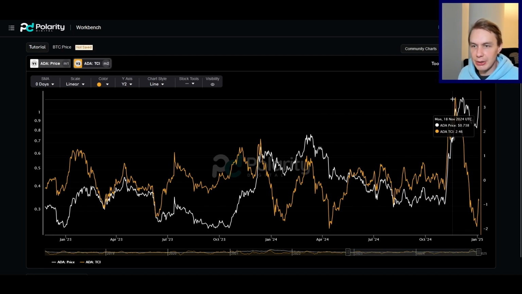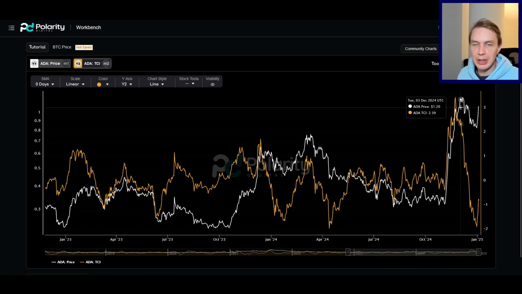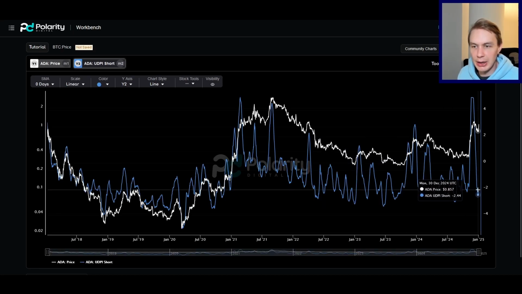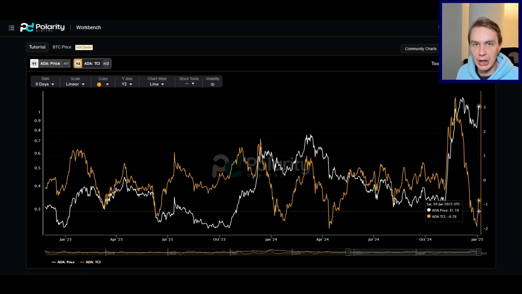But if we see it do something like this again, where it starts moving down aggressively even while price is still moving up, that's a bearish divergence. That's bad. That might mean a correction is coming, similar to what we saw, for example, over here. So I'll be looking at these things in concert with each other. I'll be looking at the short-term UDPI. We're at a great place for risk, and we're seeing a reversal on the TCI. That is two signs in the positive direction, at least for short-term upside for ADA.